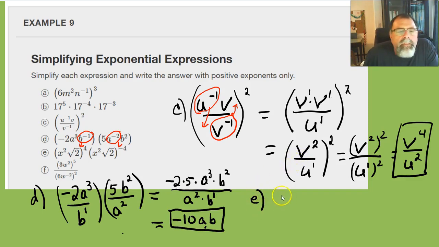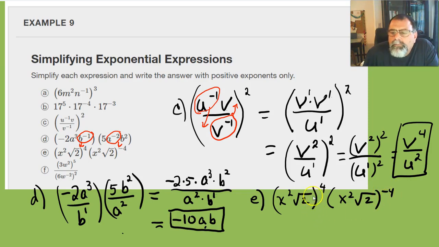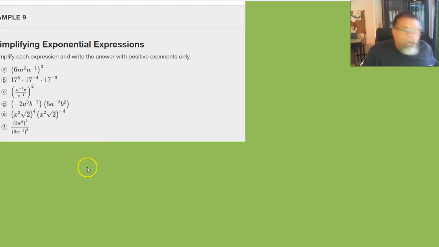E. Let's see if I can squeeze E on here. X squared, square root of 2 to the fourth. X squared, square root of 2 to the negative 4. So I'm going to do x squared, so power, so 2, 4, and the square root of 2 to the fourth. The same thing here. Oh, you know what? Actually, I'm working too hard on this one. Let me go again at that one.